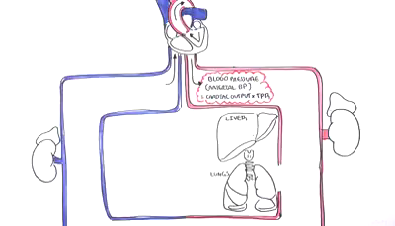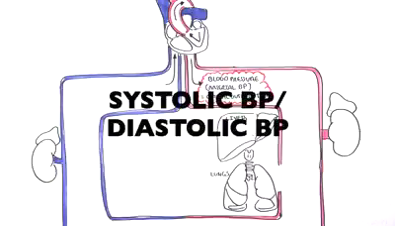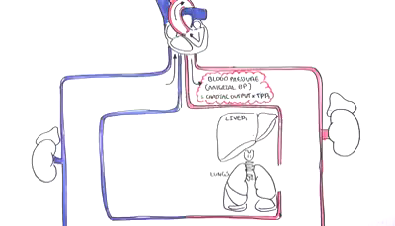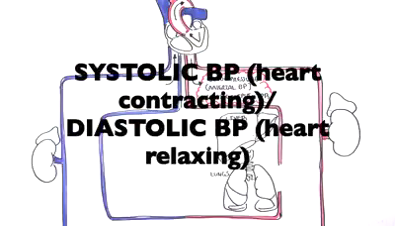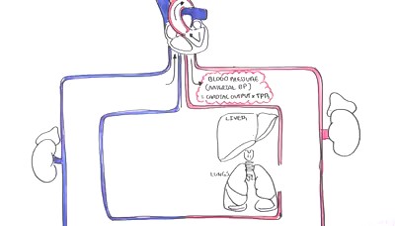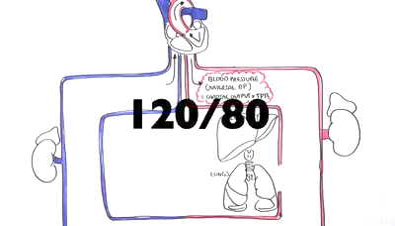To make things even more complicated, the blood pressure, as we know, has two numbers, one on top called the systolic and one number on the bottom called the diastolic blood pressure. The systolic blood pressure is essentially the pressure in the arteries when the heart is pumping blood out. And the diastolic blood pressure is the pressure in the arteries when the heart is filling back with blood. Normal blood pressure is about 120 over 80.